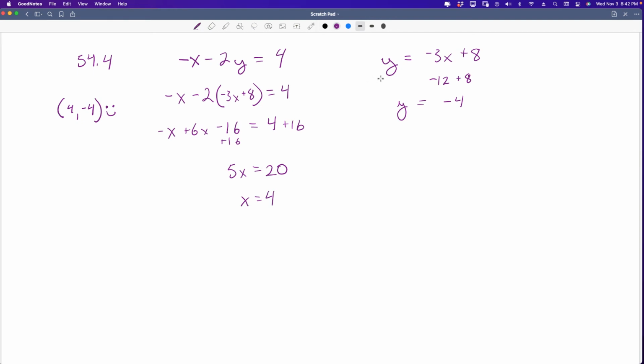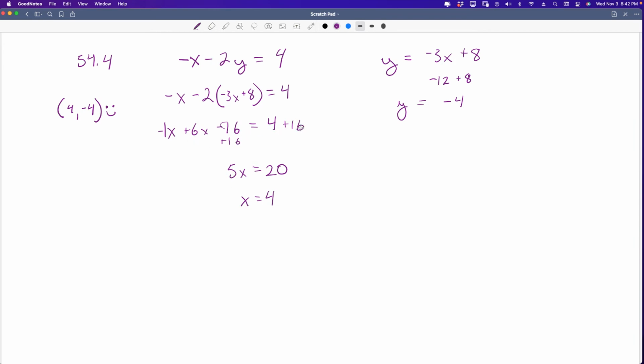So we were given that y was equal to negative 3x plus 8. So we subbed that in for the y that's sitting in here, right there. And then we did the distribution. So we brought down our negative x. Negative 2 times negative 3x is a positive 6x. Negative 2 times a positive 8 is a negative 16. Right? So we combine negative x, remember that's a negative 1x, plus 6x, that would give us a 5x.